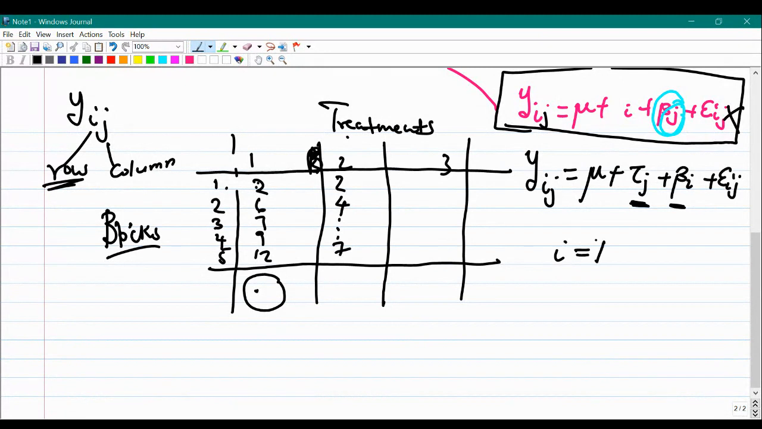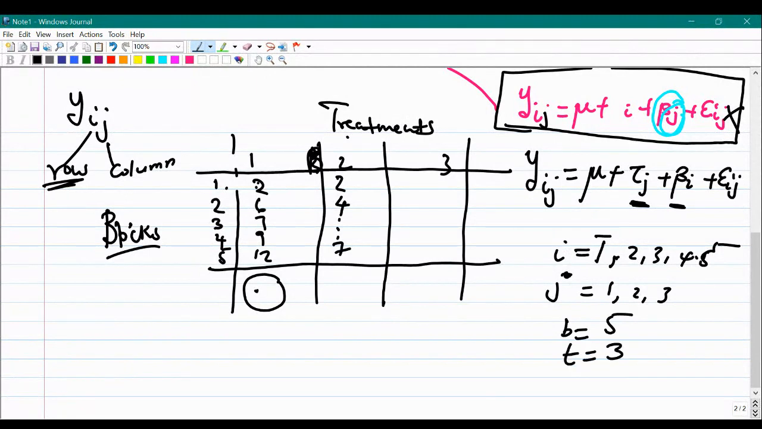So blocks move from 1 to what? 2, 3, 4, 5, isn't it? j moves from what? 1, 2, 3, because it's treatment 1, treatment 2, treatment 3. So you have B equal to 5, T equal to 3. Do you understand, my sister? You are guided by the layout. The layout is the one which is guiding you. So it means Mr. Lebo's problem was like this, isn't it?